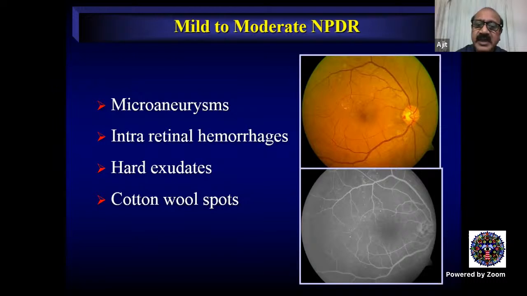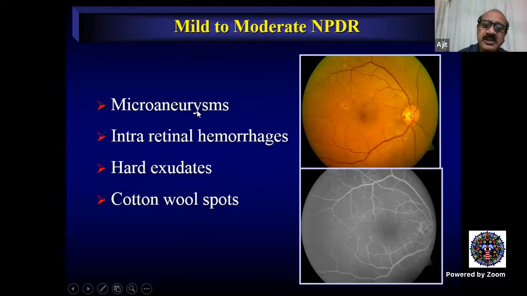Inter-retinal hemorrhages can also result from a number of diseases. The type of inter-retinal hemorrhage is very important to recognize, because the two very common causes are diabetes and hypertension. Hypertension classically presents with flame-shaped hemorrhages, whereas diabetes presents with dot and blot hemorrhages. These need to be identified. Hard exudates are mainly yellow-white areas, as you can see in this picture. Again, you need to follow them.